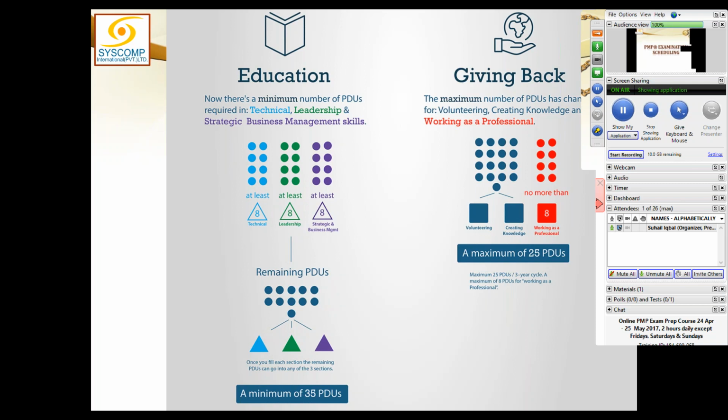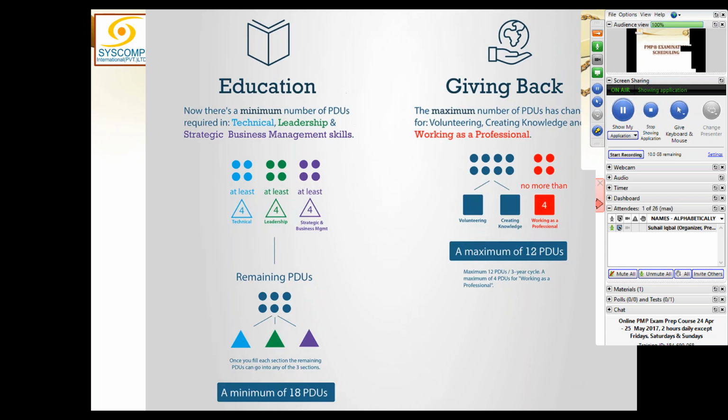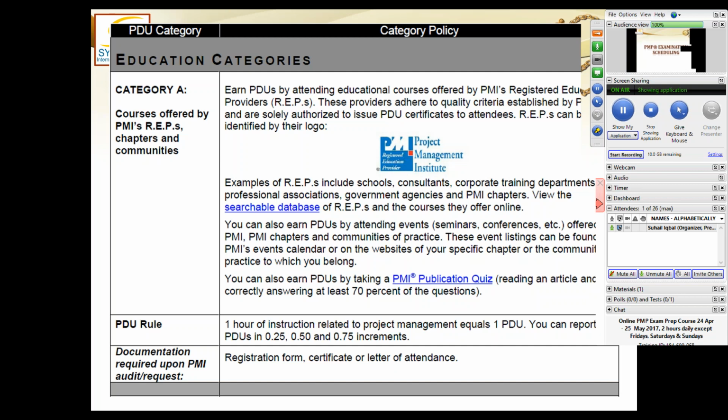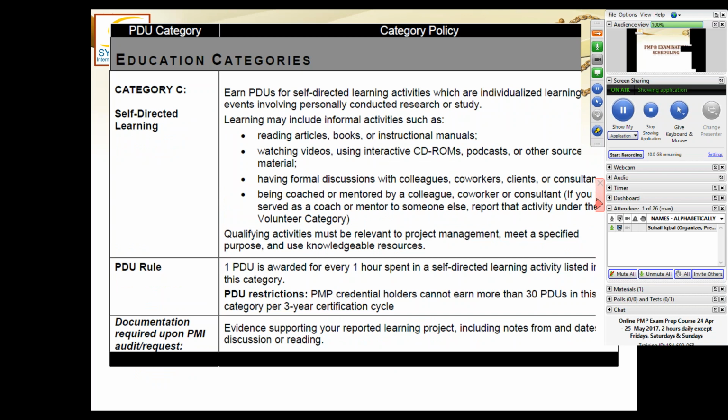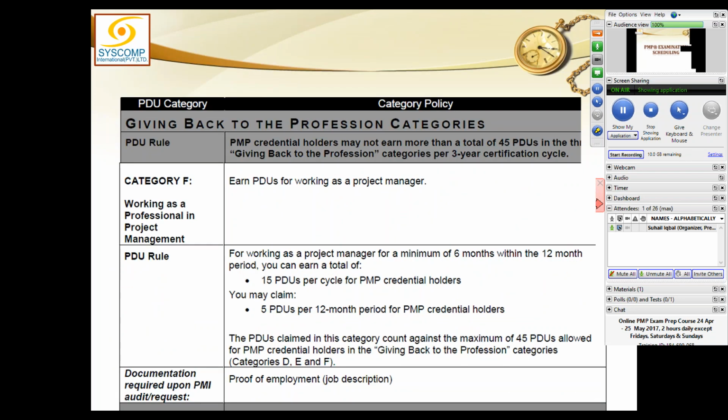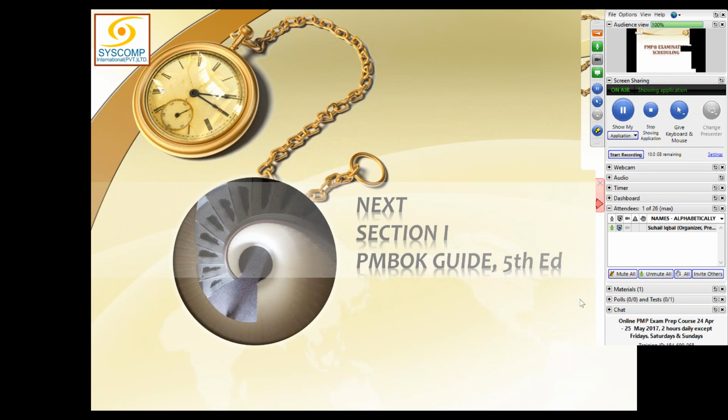So similarly, as we discussed for the PMP, we have got a similar mechanism for other certifications. These slides are not important. These are old ones. So for other certifications also, you can get a similar kind of a map, which I just discussed with you. So this is how you can get your PDUs after you have qualified your exam. So this much is for the PDUs and all that.